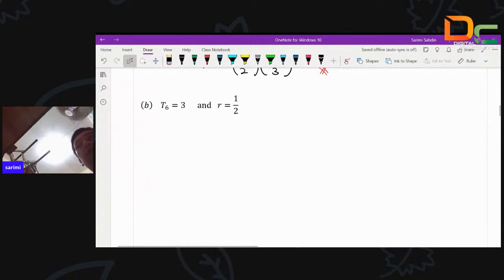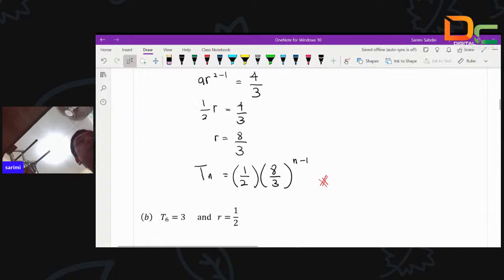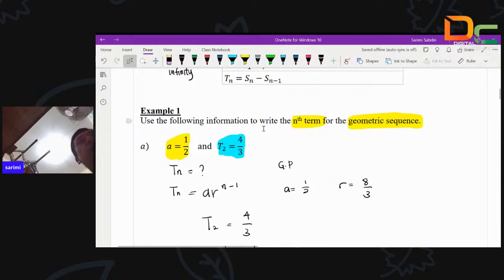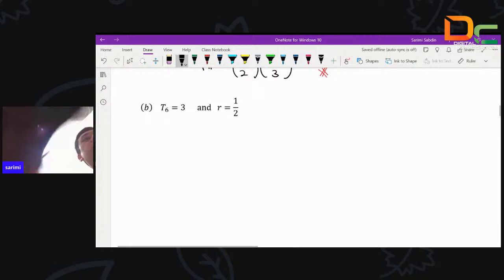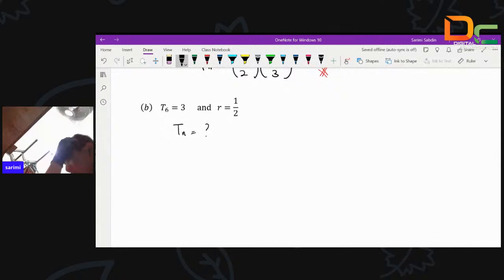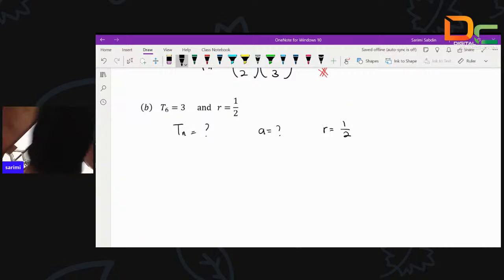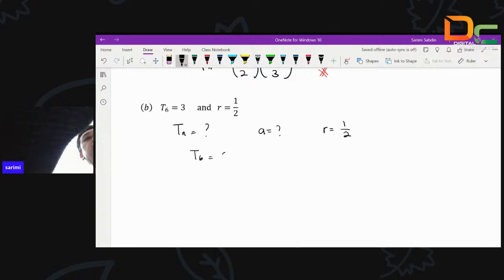Okay, so the next question is still the same as the first question. Find Tn, when given T6, the sixth term, and r. The question is still that we need to find Tn. So like the previous question, we need to find a and r. But for this question, r is already given, so we know r is half, so we need to find a. To find a, we can use the sixth term information, which is that the sixth term is 3.